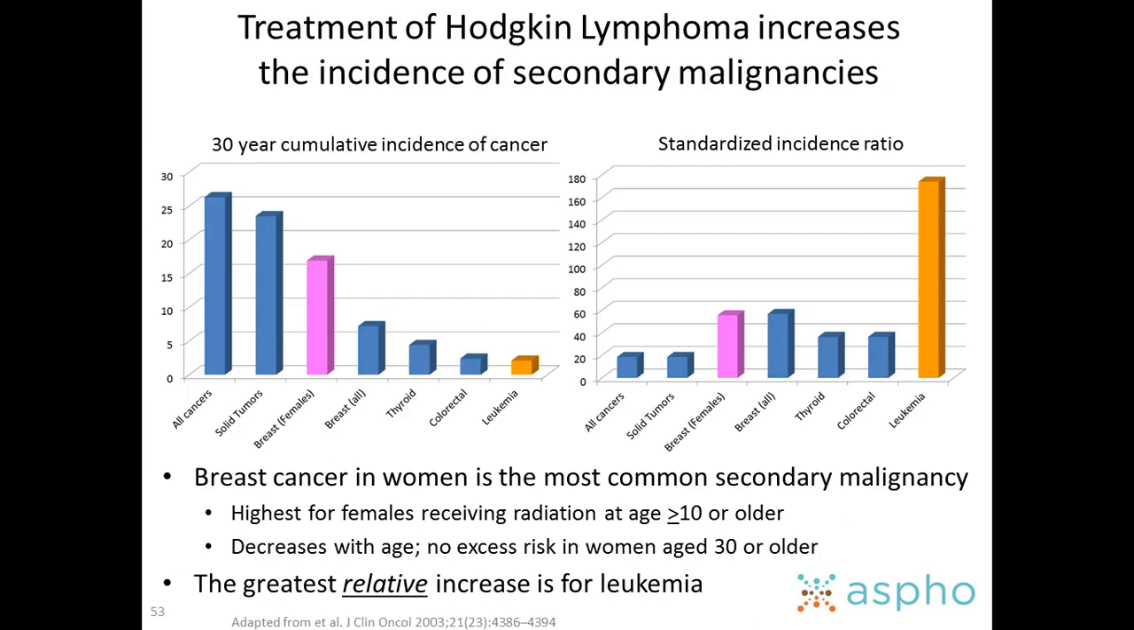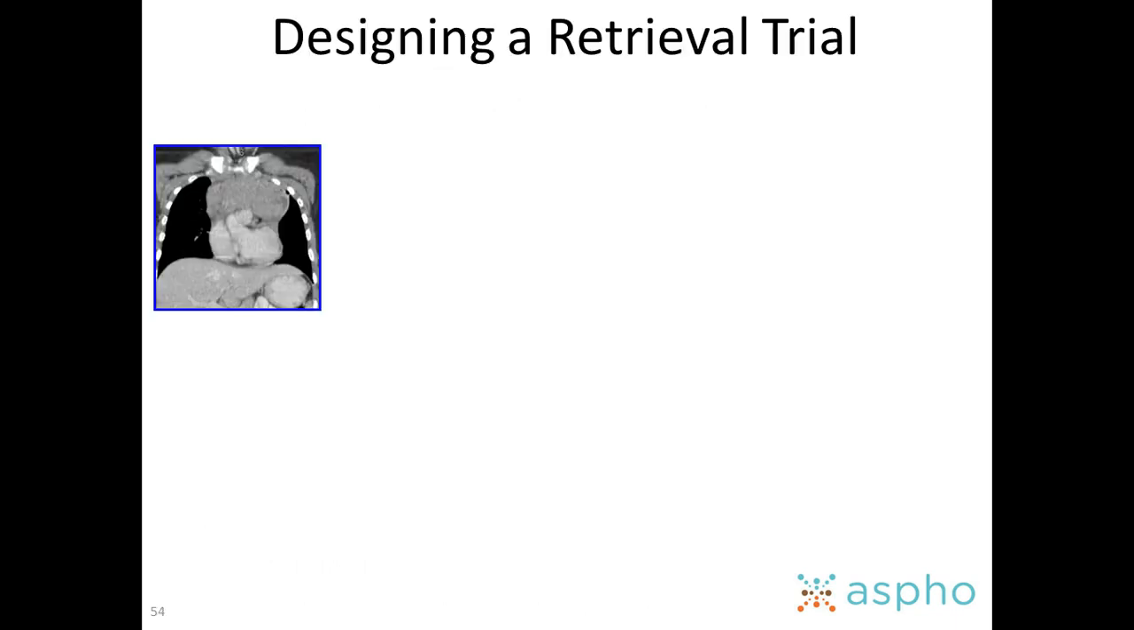In terms of late effects, breast cancer in women is the most common secondary malignancy, and that's shown on the left in pink. There's about a 15% 30-year cumulative incidence of cancer. It's highest for females receiving radiation at the age of 10 years or older. The risk does decrease with age, and there's no excess risk in women age 30 or older. The greatest relative risk, however, is leukemia, which is still low, as you can see on the left, but the relative risk is about 160-fold increase due to the alkylating agents and epipodophyllotoxins.